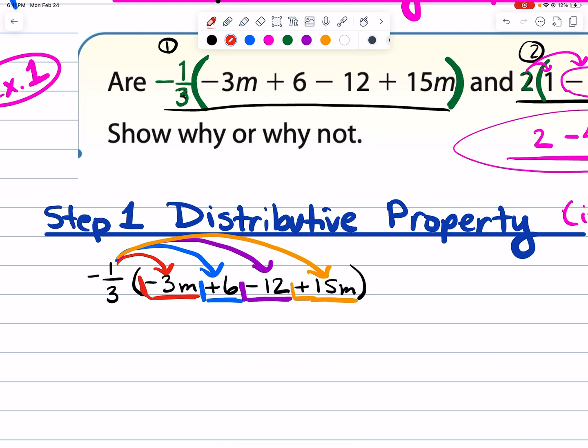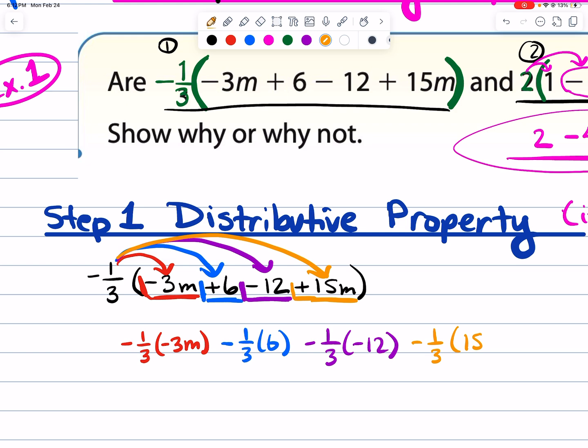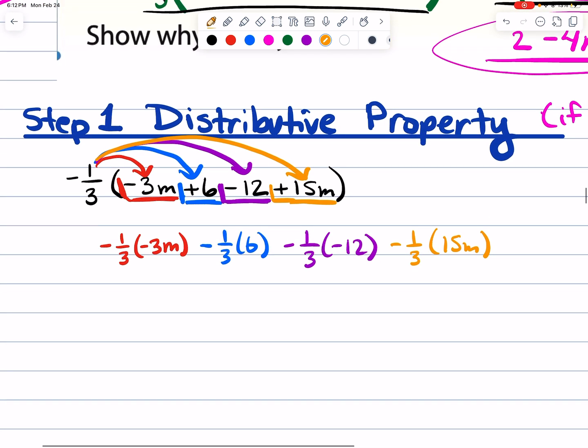Okay. So first we have, in red, negative 1/3 times negative 3m. And now blue, we have negative 1/3 times positive 6. And now purple, we have negative 1/3 times negative 12. And now orange, negative 1/3 times 15m. Doesn't this look beautiful? We love this. It's beautiful rainbows. We love it.